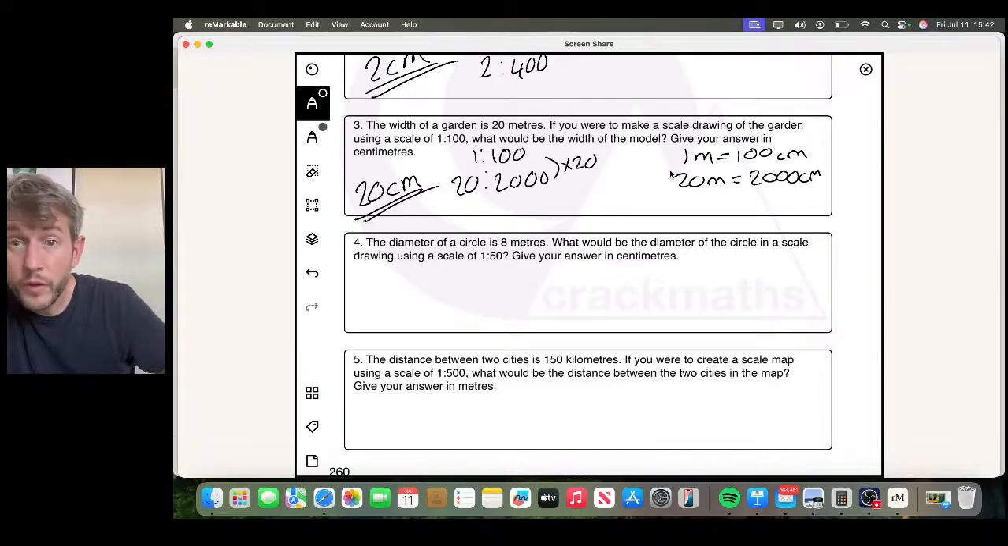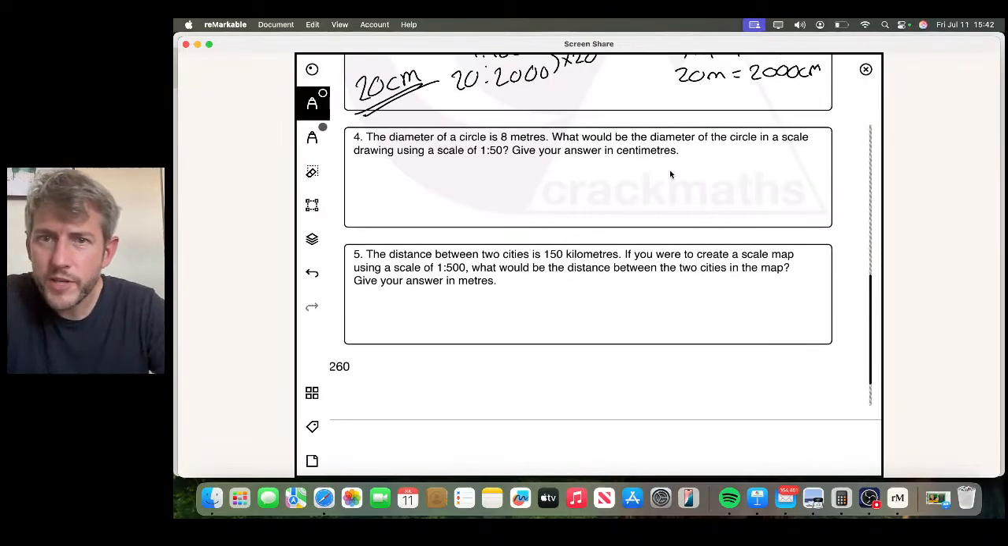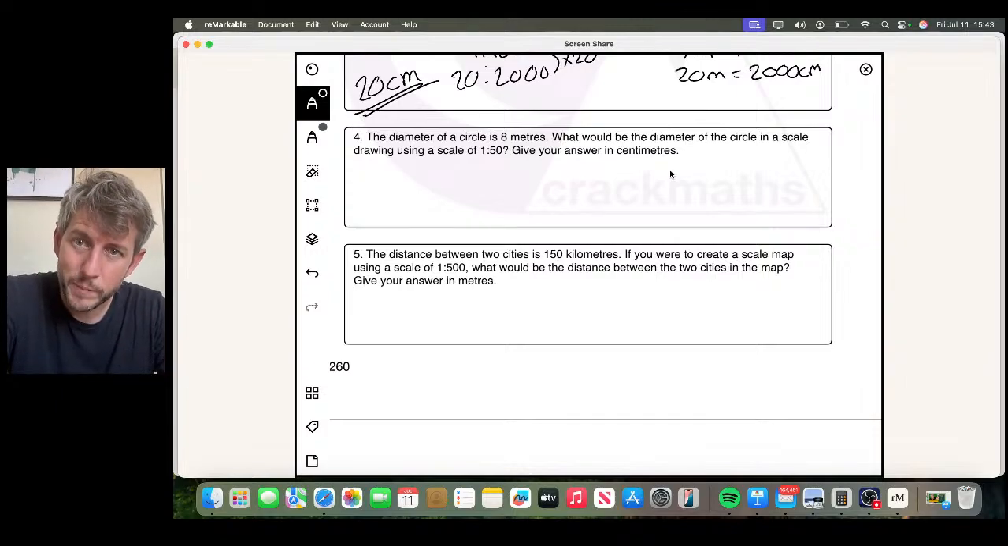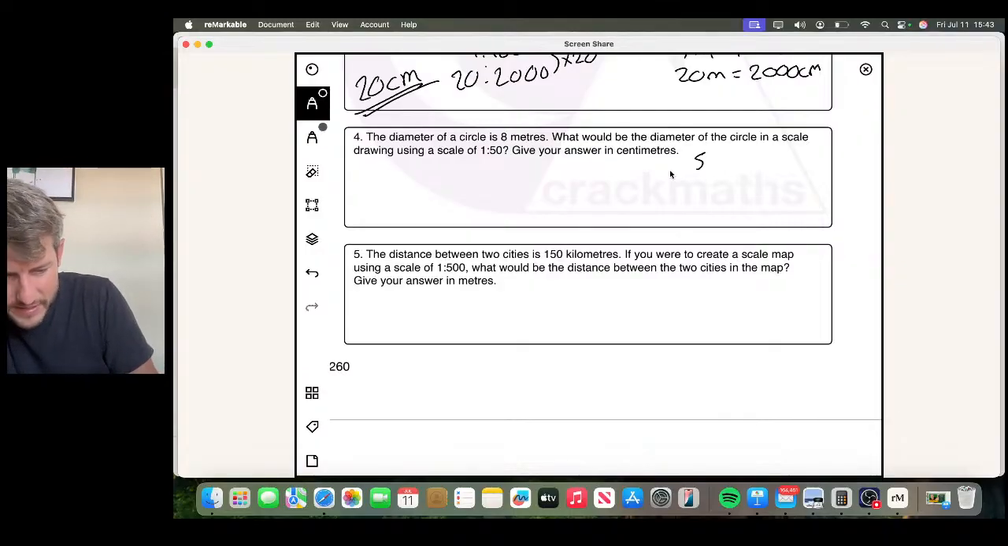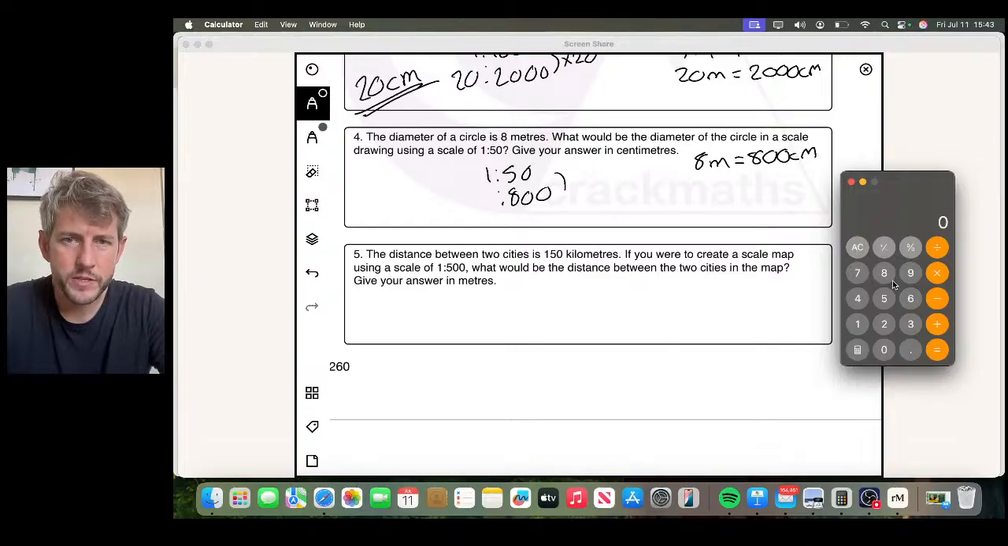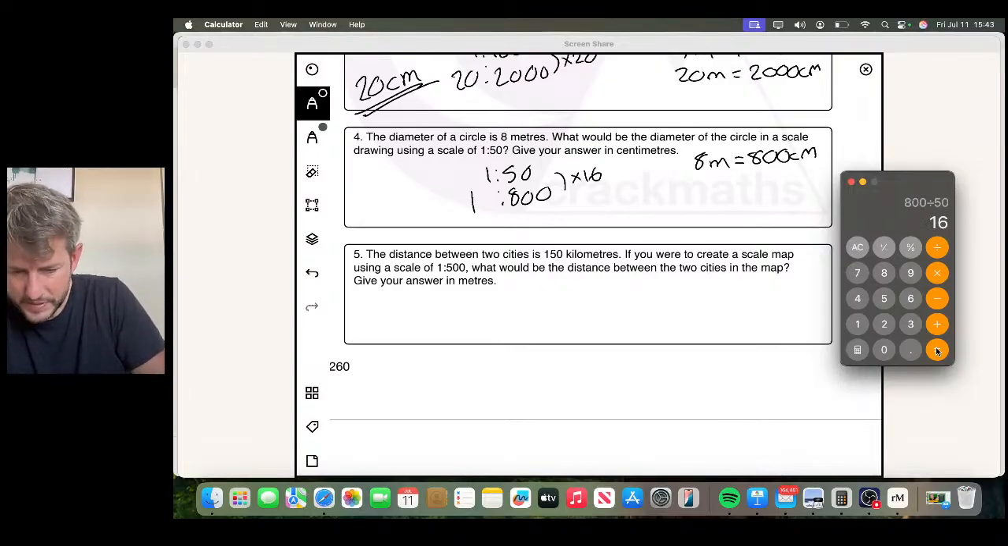Okay. Question 4. The diameter of a circle is 8 metres. What would the diameter of a circle in a scale drawing be using a scale of 1 to 50? So 8 metres equals 800 centimetres. If the scale is 1 to 50, we need to get up to 800. 50 times what gives us 800? Let's find this out by doing 800 divided by 50. So that's 16. So it would be 16 centimetres.